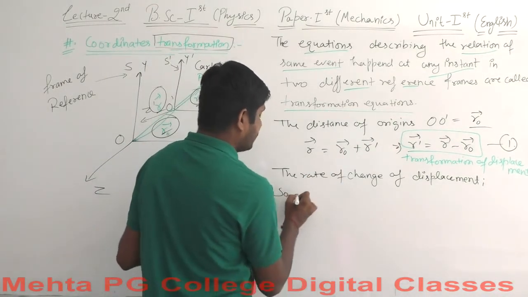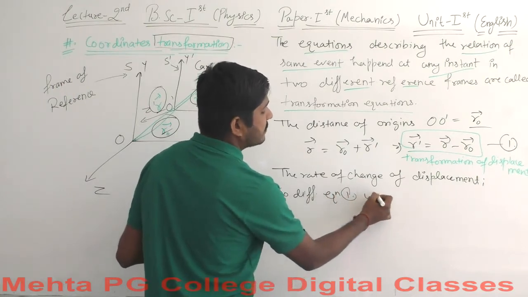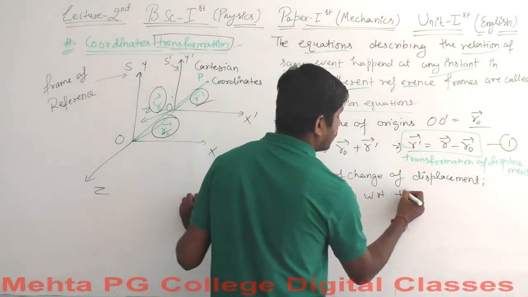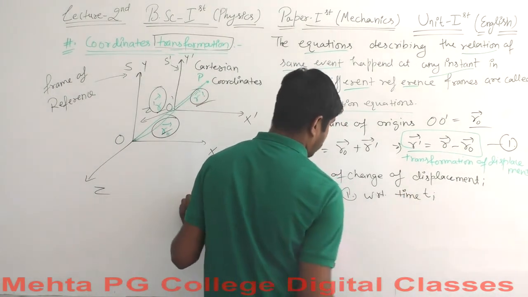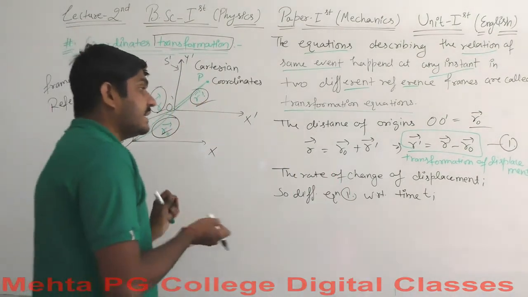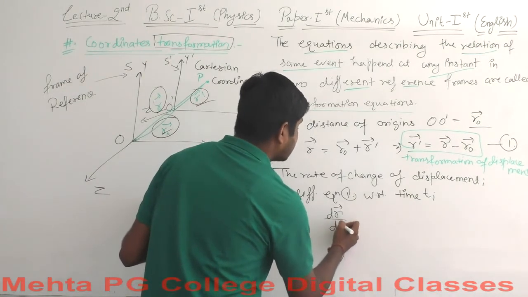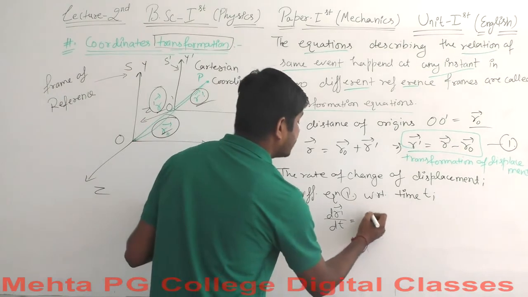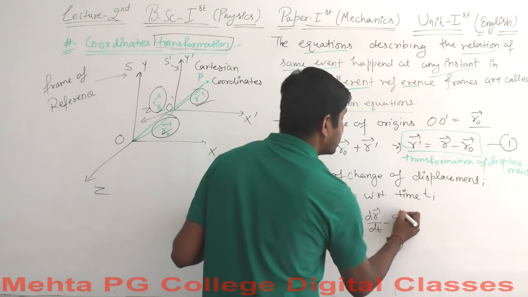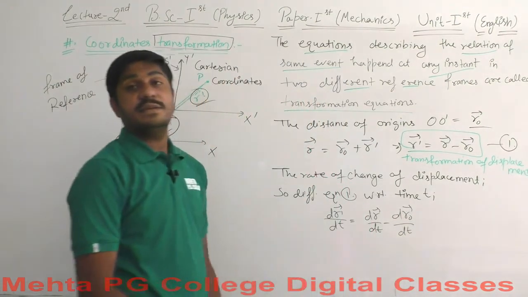So differentiating equation 1 with respect to time t. So what will it become? It will become dr dash over dt is equal to dr over dt minus dr naught over dt. Yes, this is it.